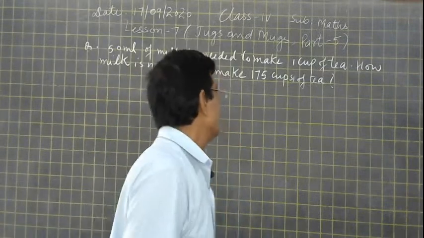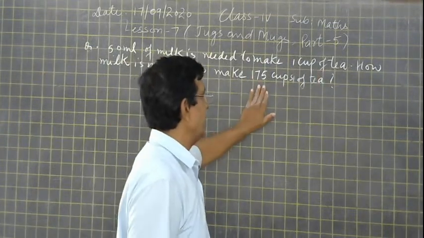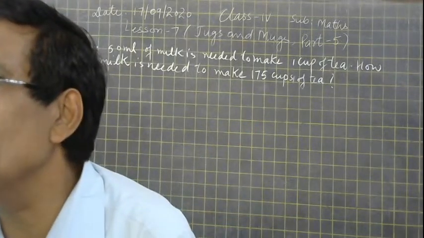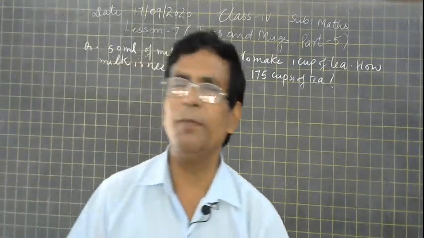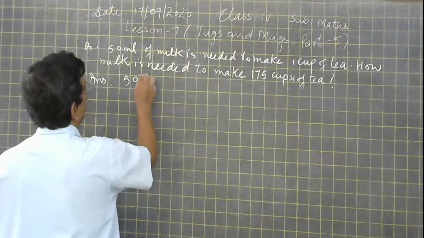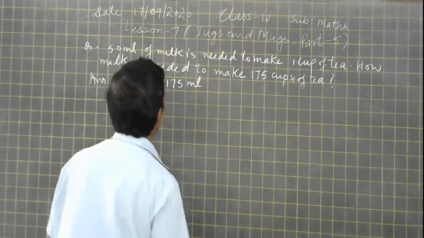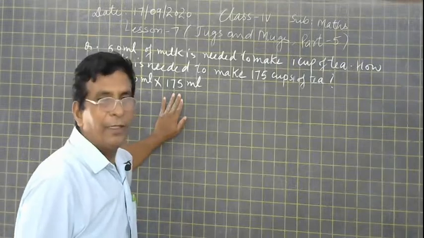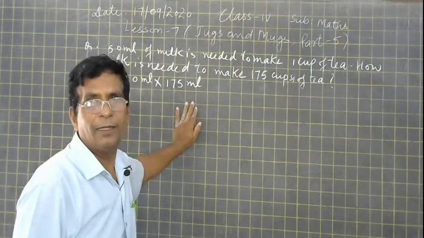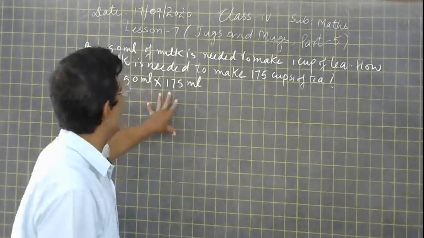Here we will find that for one cup it is given 50 milliliter, and we have to find out for 175. Then what will we do? Yes, very good. We will multiply. So we are multiplying here: 50 milliliter for 1 cup, and then 175. Now you can see that in this lesson the use of lesson number 6 is there. In lesson number 6 you have done multiplication, so the use of that lesson is mixed up here.